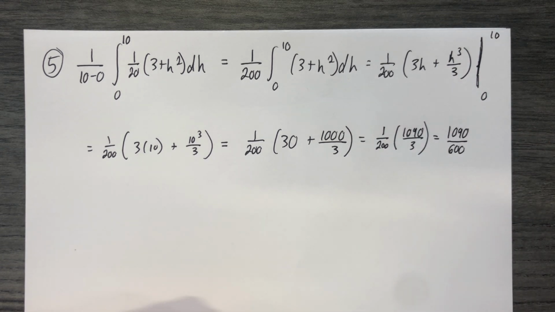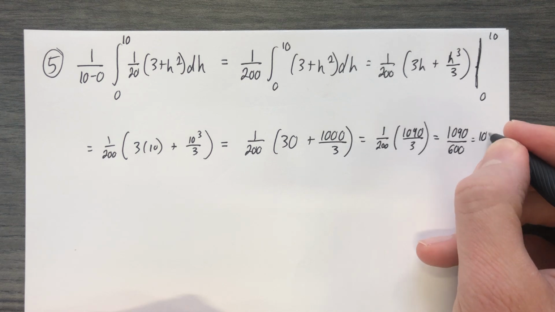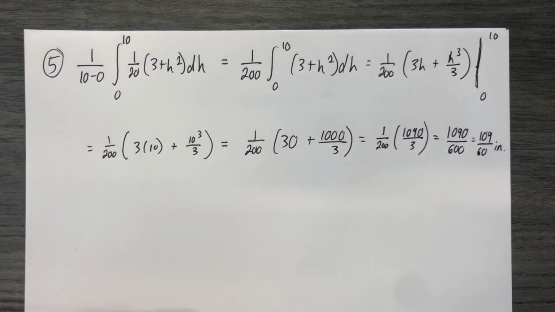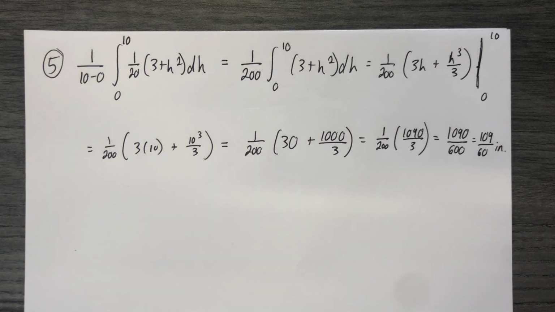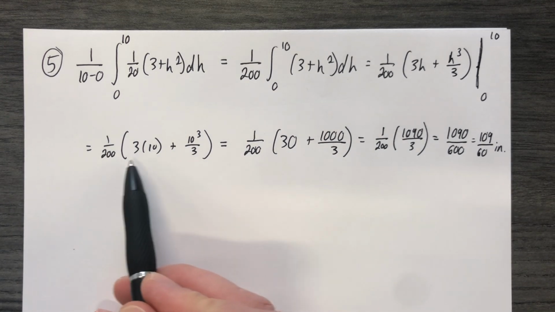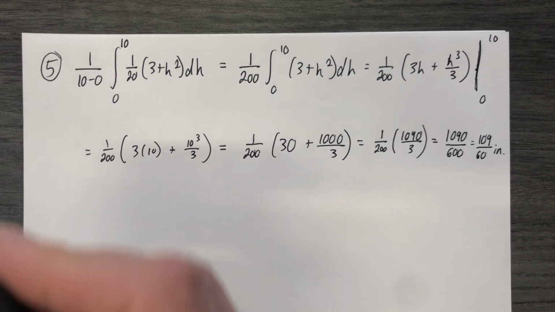And I am going to put the actual inches. Here we go, 109 over 60 inches. That is the average radius, 109 over 60. So, yeah, almost 1.5 if you wanted to divide that out. Okay, where can you stop? You could stop here. Totally stop there. I just wanted to keep on going. Okay, that was part A.